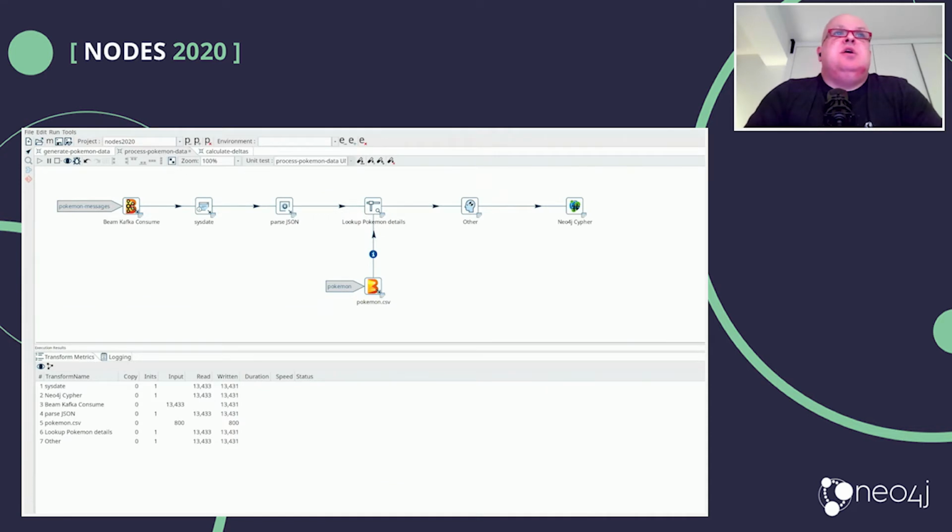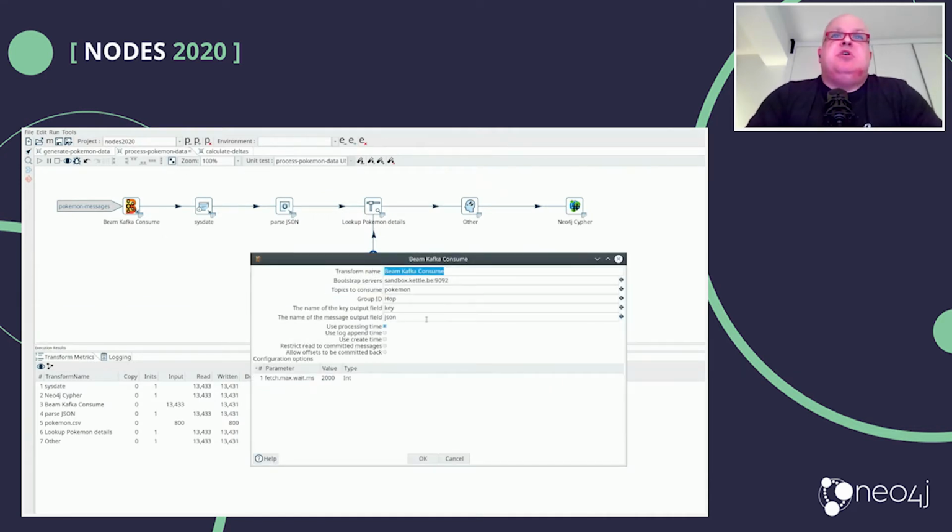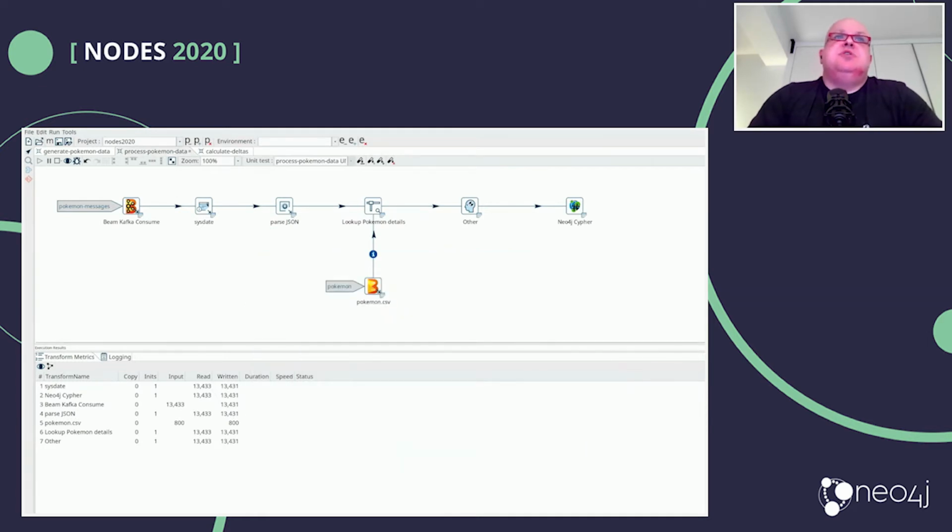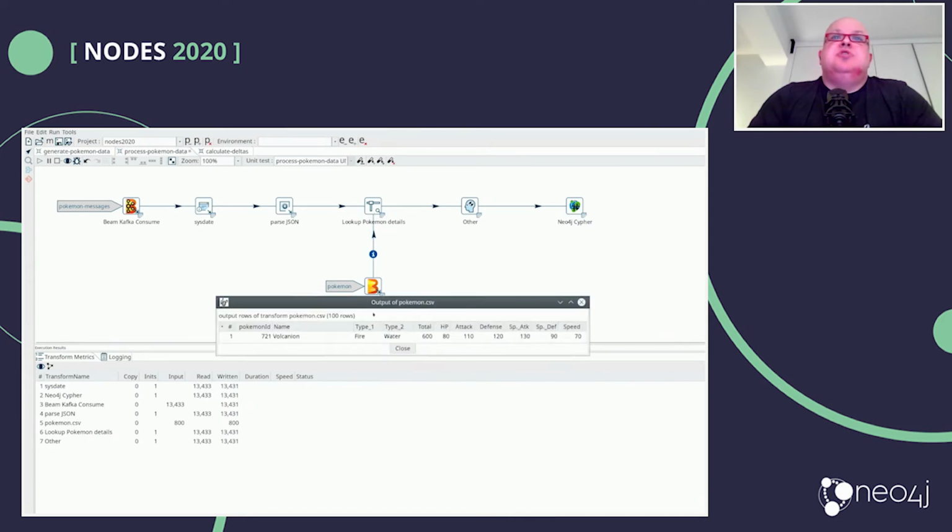So this is a Kafka consume transform. This uses the KafkaIO connector from Apache Beam. It adds a system date just to see at what given time a piece of information, a detection, actually passes through the pipeline, parse the JSON, look up Pokemon details using a data set.